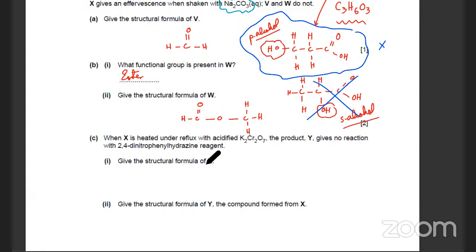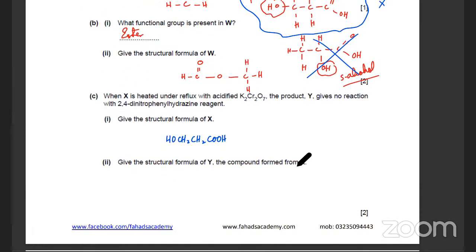So give the structural formula of X. Write the condensed formula. It's OH on one side, followed by CH2, then another CH2, and then COOH. So this here is X. And give the structural formula of Y, the compound formed from X when oxidation happens. This side was already a carboxylic acid. The primary alcohol over here will also turn into a carboxylic acid. And the middle one would be 2 hydrogens.